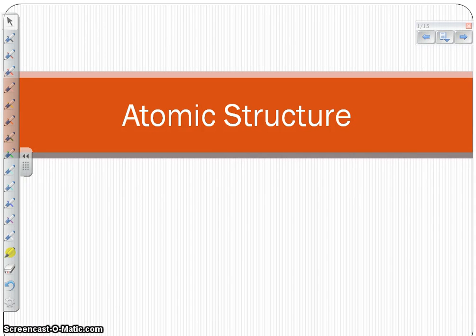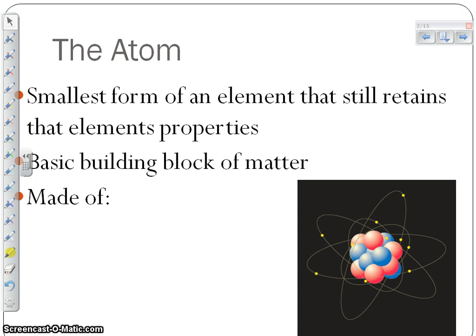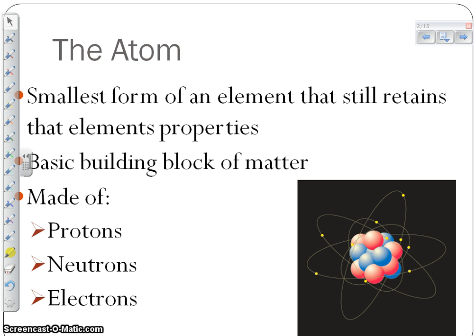Hello kids. Today we're going to start off Unit 2 talking about the structure of the atom itself. From Unit 1, we know that the atom is the smallest form of an element that still retains that element's properties, and that the atom is the basic building block of matter, but it's still made up of other stuff. The atom itself is made up of protons, neutrons, and electrons. We're going to look at each of those a little further today and look at the properties of each one and how they interact within the atom.